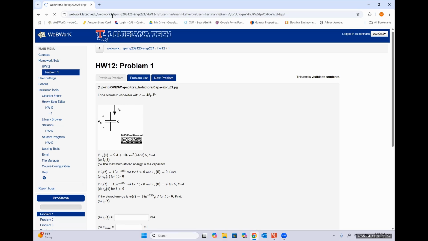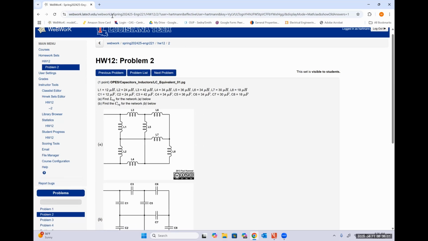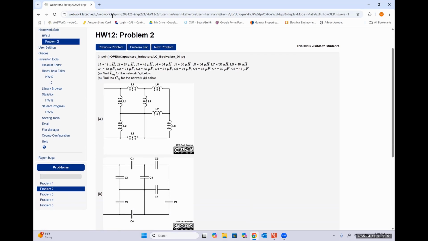If we look at problem number 2, we have an inductor combination problem and then a capacitor combination problem. Nothing particularly wild or crazy there. It's literally the exact same network. It's just they're going to combine opposite because one's inductors and one's capacitors. So nothing super crazy there.